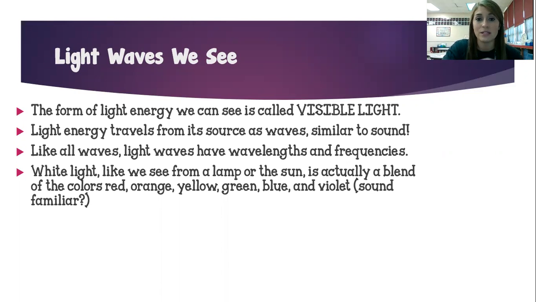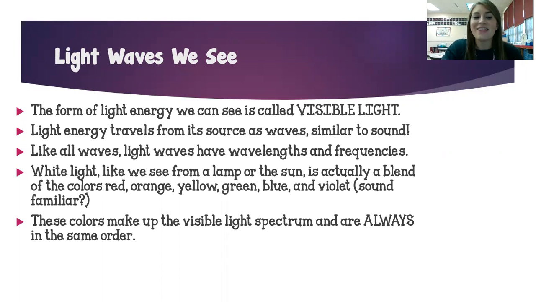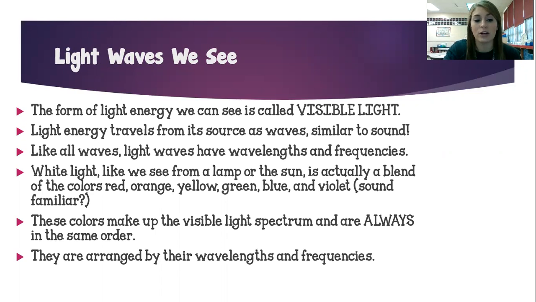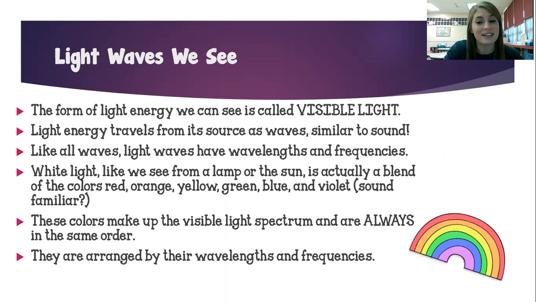White light, like you see from a lamp or from the sun, is actually a blend of the colors red, orange, yellow, green, blue, and violet. Sound familiar? Those colors make up the visible light spectrum, and they are always in the exact same order: red, orange, yellow, green, blue, violet. They will always be in that order because they are arranged by their wavelengths and their frequencies.